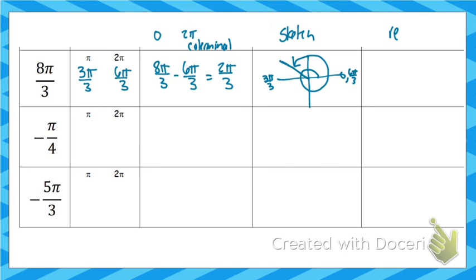All right, the last one we're going to find is our reference angle. So again, we're going to find the distance between that terminal side and the x-axis. So if this is 3 pi over 3 and this is 2 pi over 3, the distance in between is 1 pi over 3. All right, for negative angles, it's up to you if you want to find a coterminal angle.